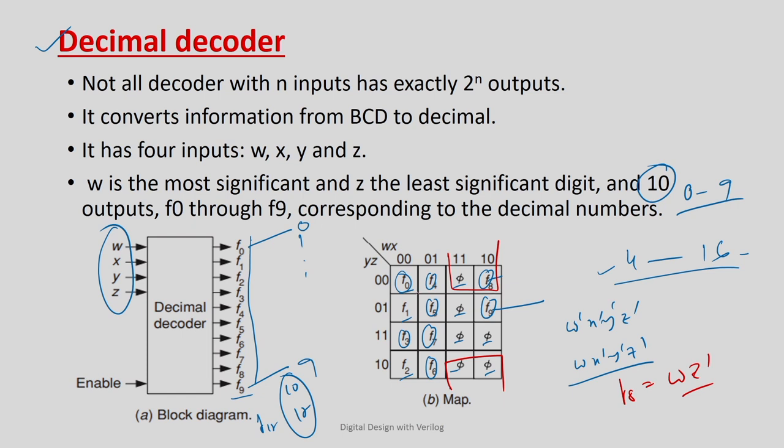F0 cannot be combined with anybody, so F0 will be as it is, and F1 will be as it is because it cannot be combined with anybody. F3 can be combined with this, and I will end up getting a 3 literal AND gate instead of 4 literals. Similarly, F2 can be combined with this, F6 can be combined here, F7 can be combined here, F5 can be combined here, F4 can be combined like this. F8 I have combined 4, and similarly F9 can be combined with 4, right. So this way I will get much simpler expressions corresponding to these outputs.